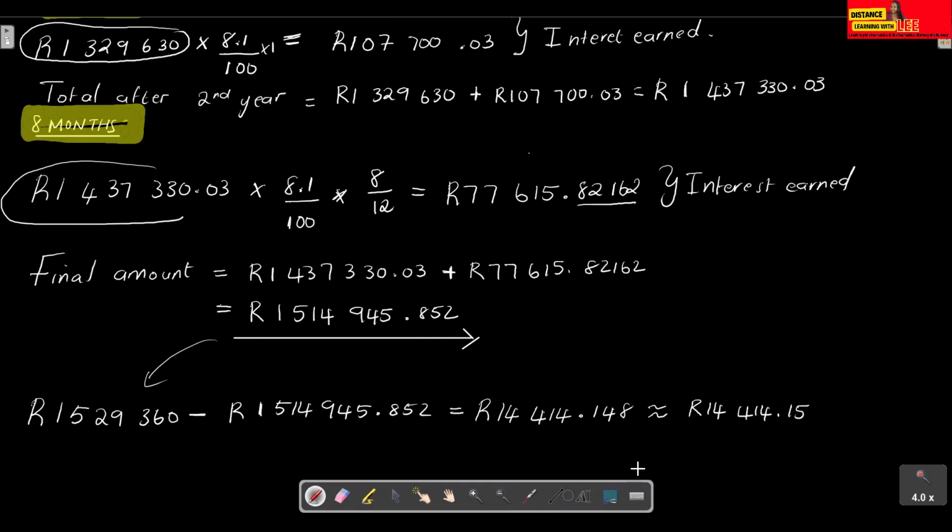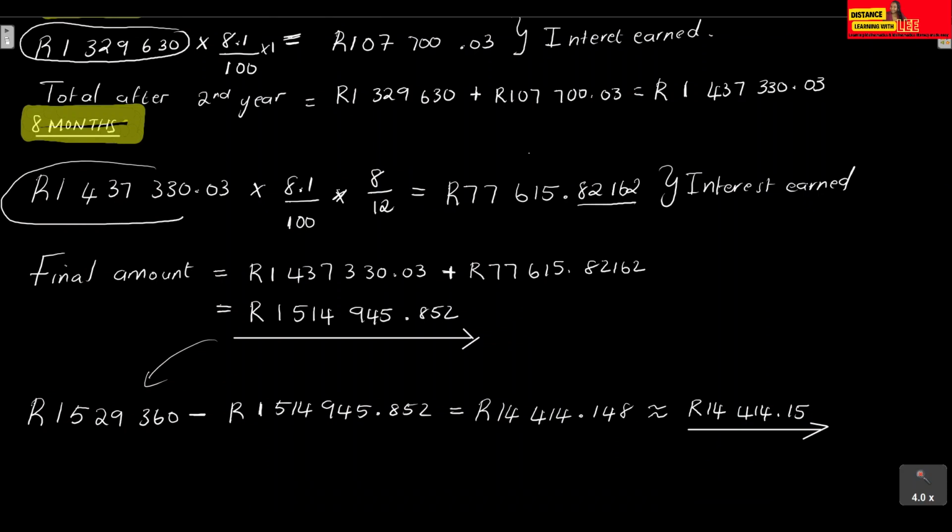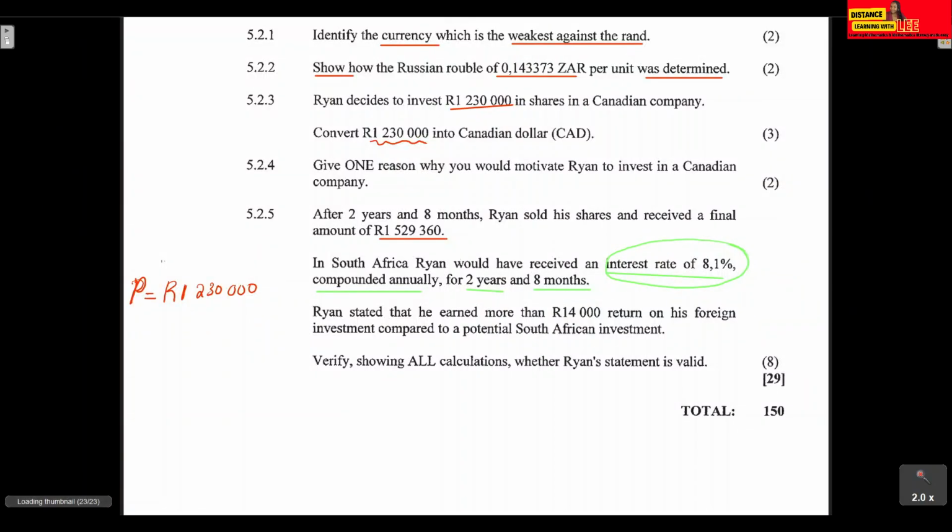14,414.15 cents. And this concludes that his statement was correct. His statement is valid. He did make more than 14,000 from his foreign investment. All right, so just a quick recap of what we did in the last question.